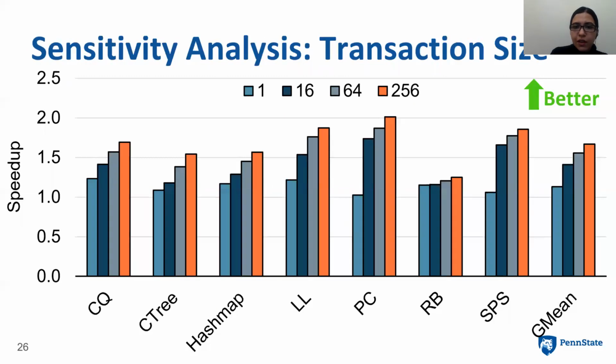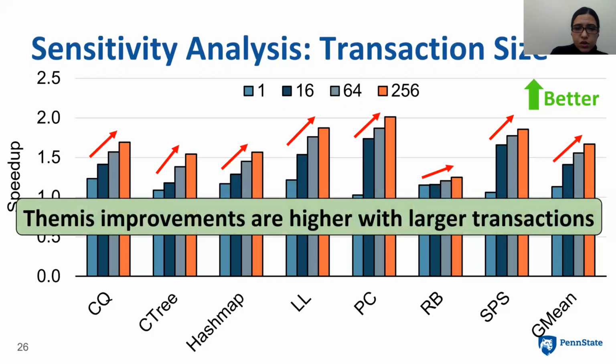We also studied the effect of transaction size on the performance improvement that can be achieved by Themis. This graph shows the speedup of Themis over baseline for different transaction sizes. As shown, in all benchmarks, with higher transaction size, we observe higher performance. This is because the frequency of fences that can be removed with Themis increases. In other words, Themis improvements are higher with larger transactions.